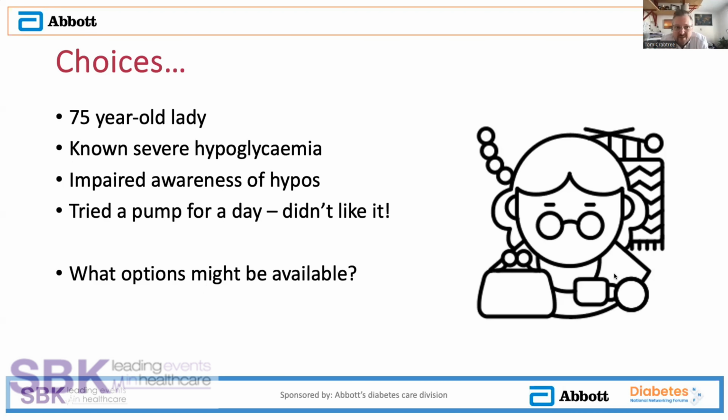I'm sure we all recognise patients who are older and the fact that lots of them can still benefit a lot from technology, but some of them really struggle with it. And the patient on screen at the moment, a 75-year-old lady who's known to have severe hypoglycemia and impaired awareness of hypos, is of that generation where when she was diagnosed with diabetes, there wasn't even blood glucose testing, and she was told, as long as there's no glucose in your urine, everything's going to be fine. And there was no real recognition of the significant impact that hypoglycemia can have on quality of life.